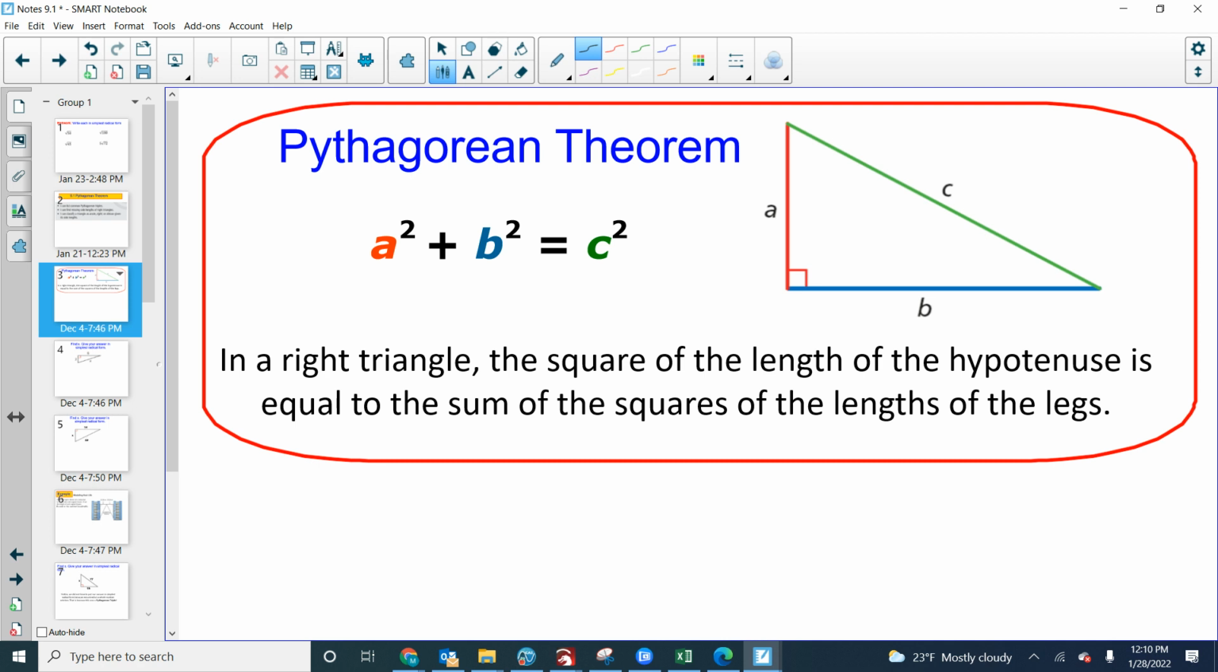A squared plus b squared. Pythagorean silence, please. Thank you. This is only for right triangles. Do you agree? Have you seen this before?